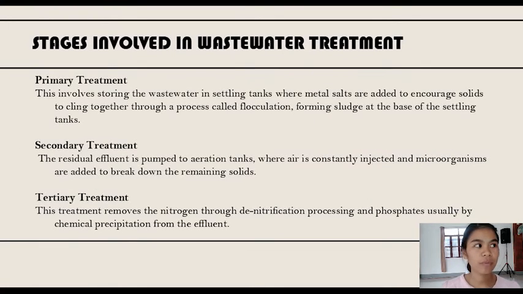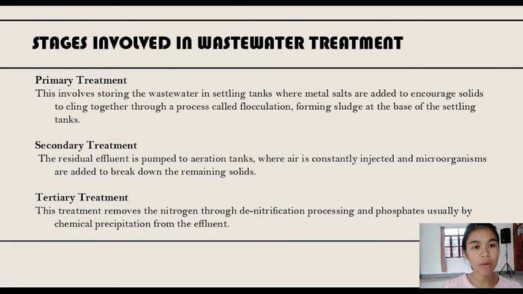So we will move on to the stages involved in wastewater treatment. We have the primary, secondary, and the tertiary treatment. When we say primary treatment, this involves storing the wastewater in settling tanks where salts are added to encourage solids to cling together through a process called flocculation.